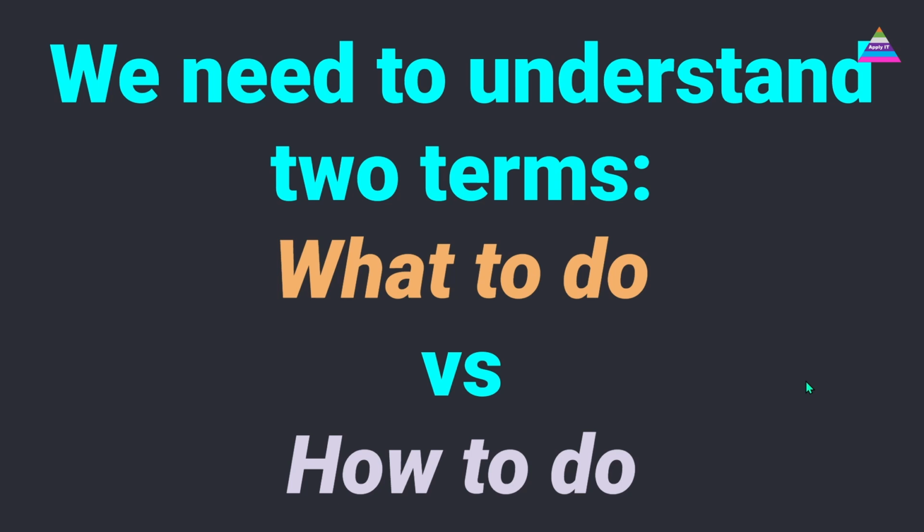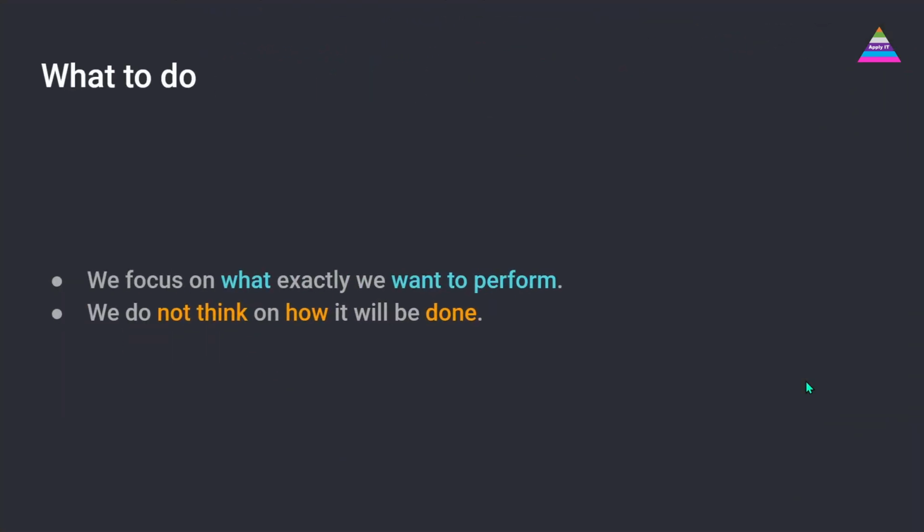So we need to understand two terms. One is what to do, second is how to do. First, let's understand what to do. In the what-to-do concept, we focus on what exactly we want to perform. Here we do not think about how that particular thing will be done. Our focus is that anyhow we want to do that particular stuff. Anyhow our problems should get solved. That is the focus of what to do.